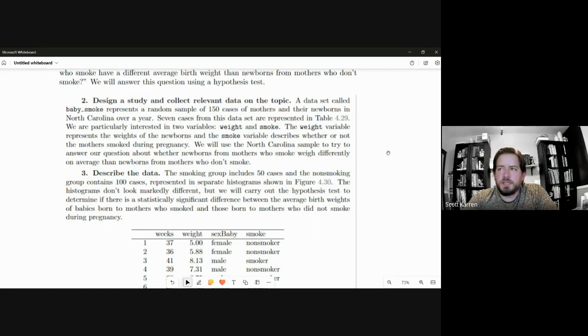Seven cases from this data are represented in table 4.29, right down there. We are particularly interested in two variables, weight and smoke. The weight variable represents the weights of newborns, and the smoke variable describes whether or not the mother smoked during the pregnancy. We're going to use the North Carolina sample to try to answer a question about whether newborns from mothers who smoke weigh differently, on average, than newborns from mothers who don't smoke. All right.